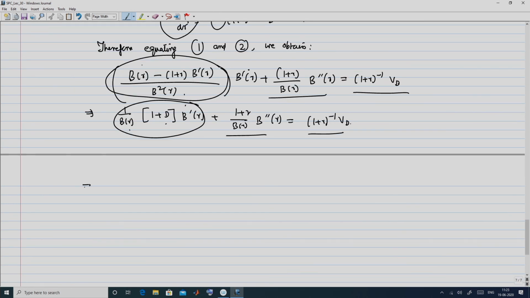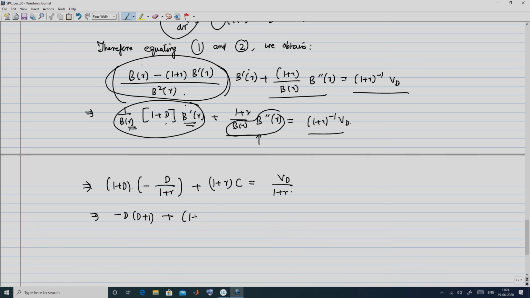Alright. So, now what can you do? Observe very carefully. I have this 1 plus D term, and then I have B prime of r over B of r, which is nothing but minus D over 1 plus r, and here I have B double prime of r over B of r. This is going to be 1 over 1 plus r, and this term here is going to be C, and this is going to be equal to (V minus D) over 1 plus r. Now, this implies that minus D into (D plus 1), and multiplying both sides by 1 plus r, I get plus (1 plus r) whole square C, and this is equal to V minus D.